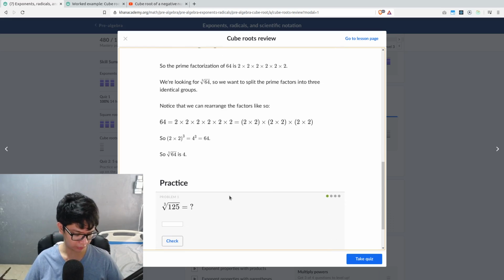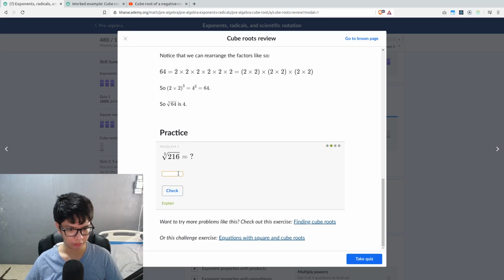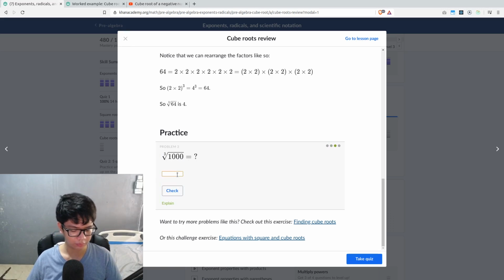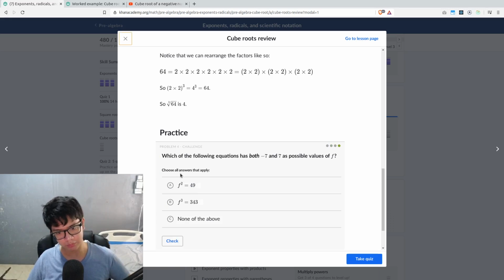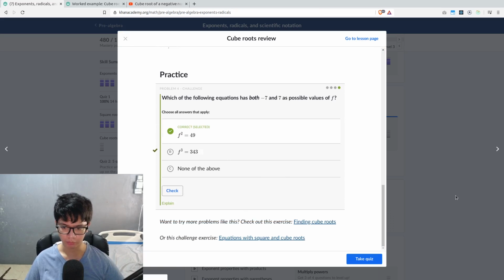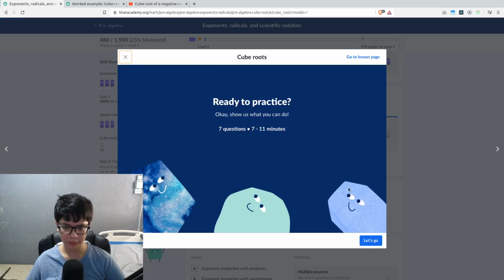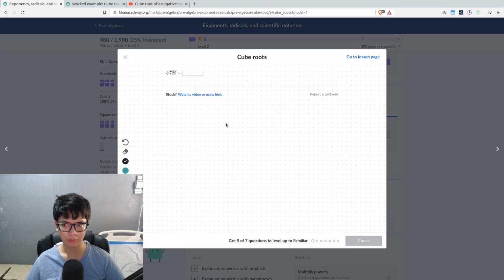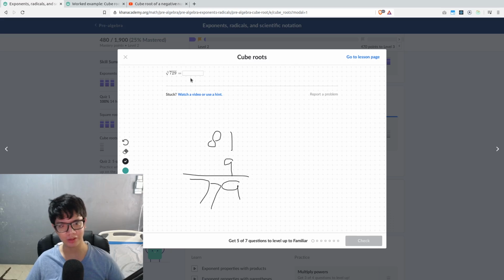Oh, wow, this is hard. Oh no, I don't know. 36 times 6. Oh my god, is it going to be 100? No, it's just 10. Oh wow, quiz already. Let's do the cube root activities first. If it's 8, it's 512. Let's do 9. 81 times 9. Okay, 72.